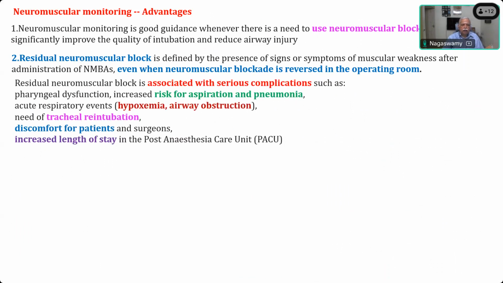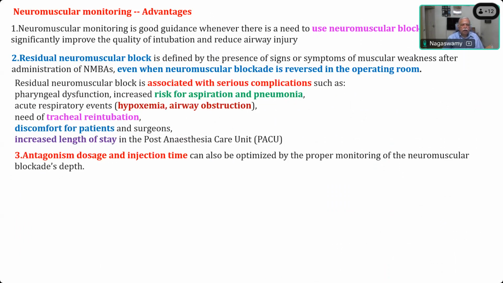And any residual blockade after the completion of surgery, you can diagnose it with the easier method by using the nerve stimulator, which will prevent the complications of residual motor blockade. And you can decide about the antagonism dosage and injection time to optimize the reversal.